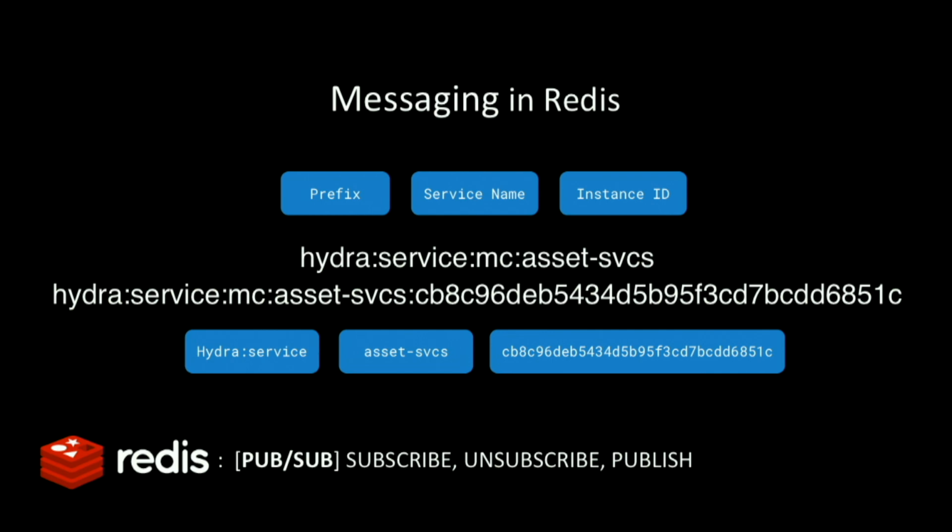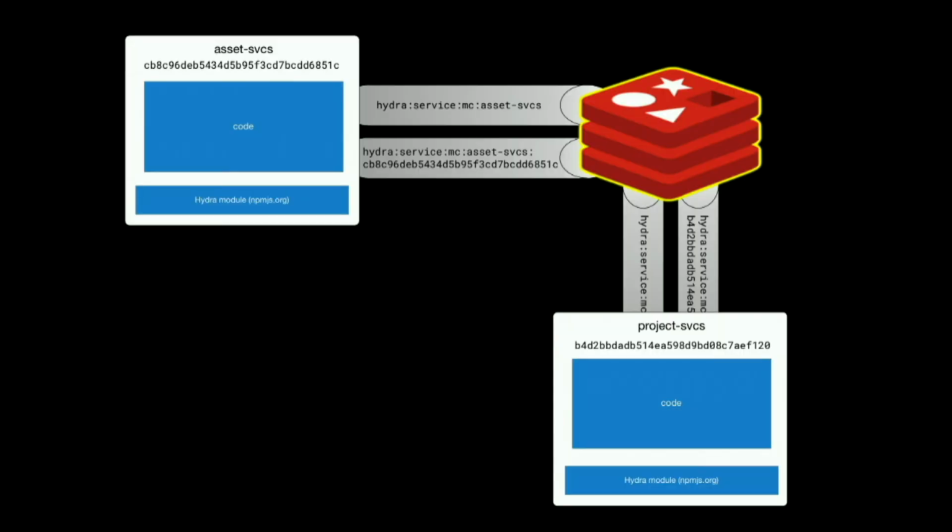We saw that during our earlier demo. To understand how messaging works, consider two services, the asset service and the project service. Each service creates two keys, one using the service name and another using its service name and instance ID. Each service listens to both channels.